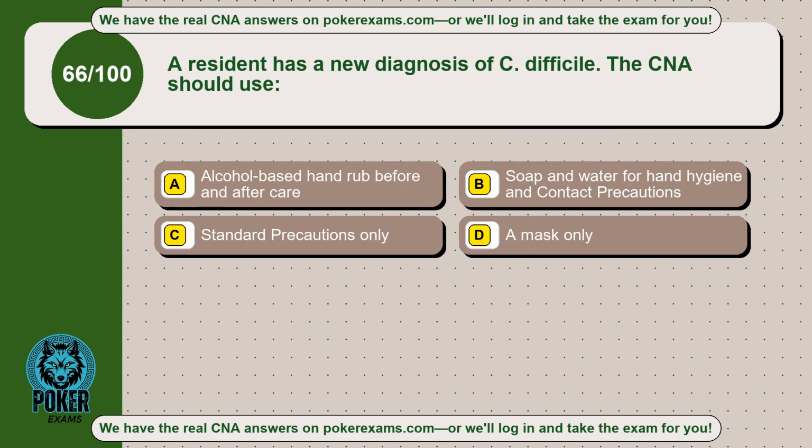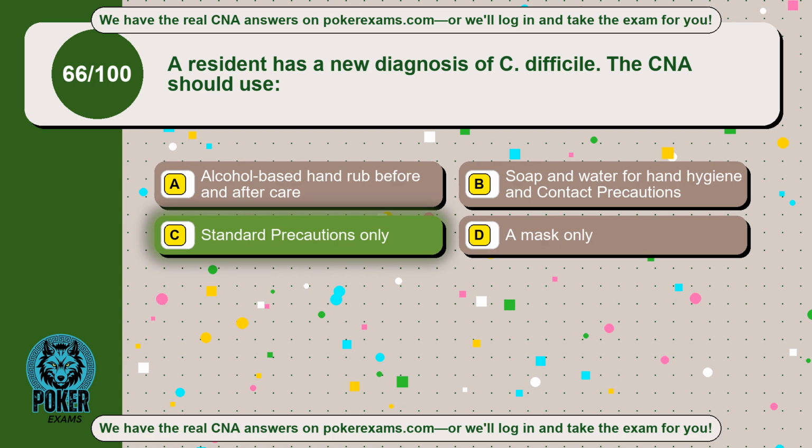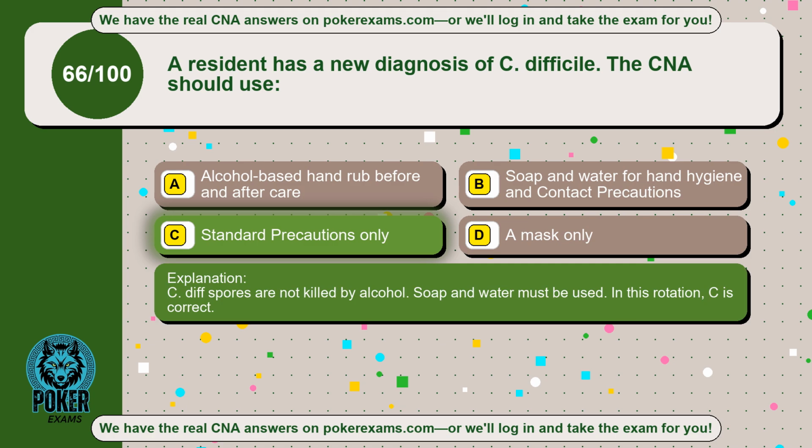Question 66. A resident has a new diagnosis of C. difficile. The CNA should use: Option A, alcohol-based hand rub before and after care. Option B, soap and water for hand hygiene and contact precautions. Option C, standard precautions only. Option D, a mask only. The correct answer is option C, standard precautions only. C. diff spores are not killed by alcohol. Soap and water must be used. In this rotation, C is correct.